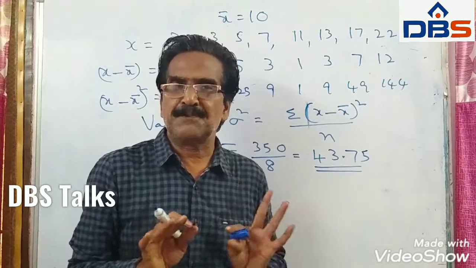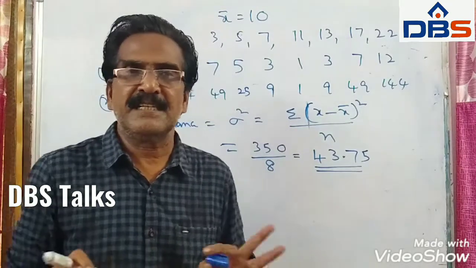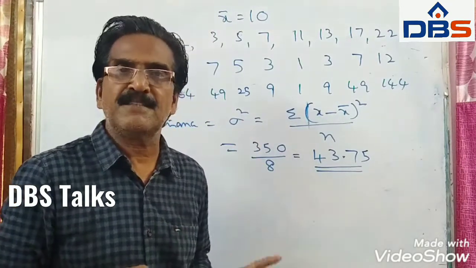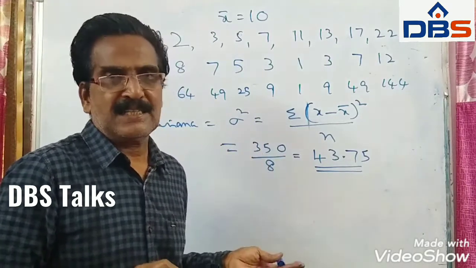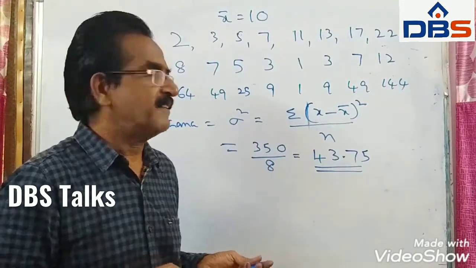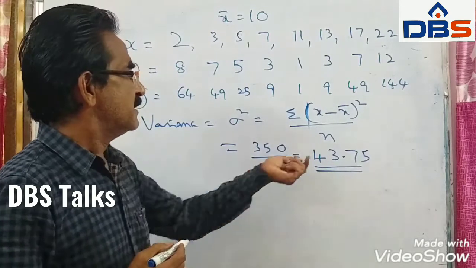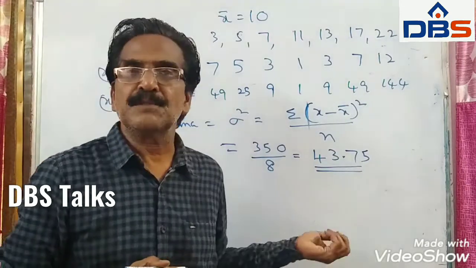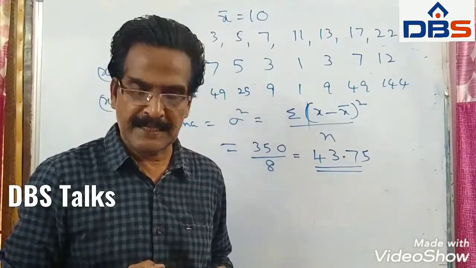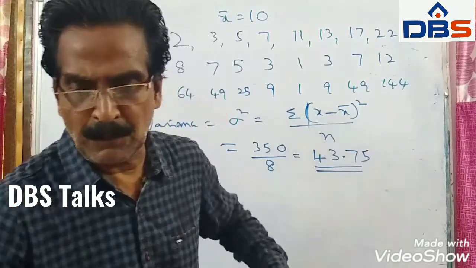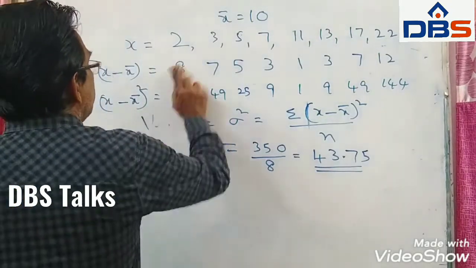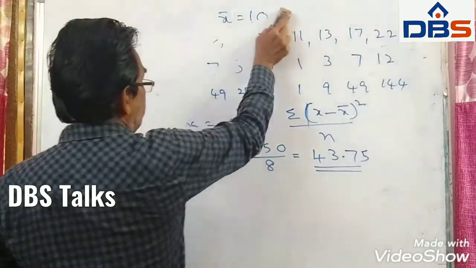Right friends? There is absolutely no difference between mean deviation and this, except that mean deviation uses absolute values and this uses squares of deviations. This is the question asked in 2019 EAMCET, friends. Okay, let us solve one more on variance for ungrouped data.